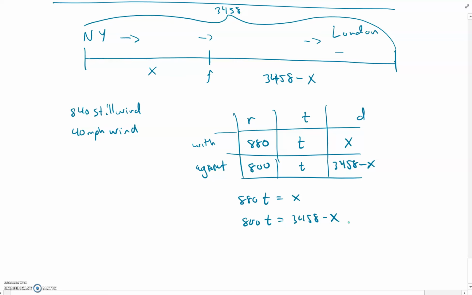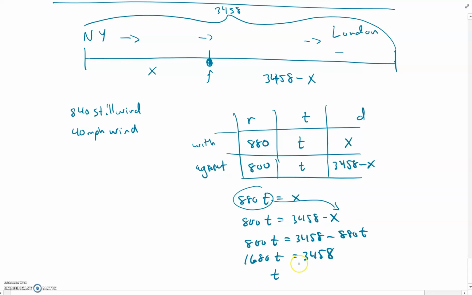And now we need to solve for t and x. Actually, just x is what I want. x is the distance from the point of no return right here back to New York. I think if I substitute this in for x, we can find t first. Okay, add 880 over to the 800 there. That's 1680. Right, just simple algebra.